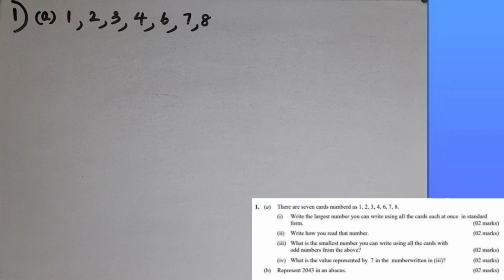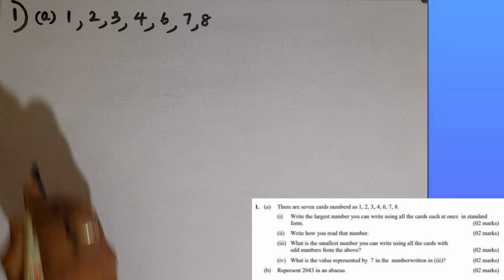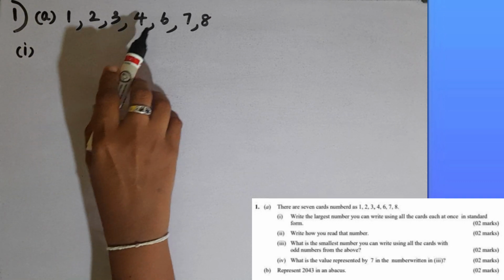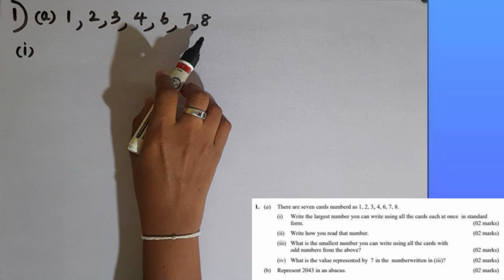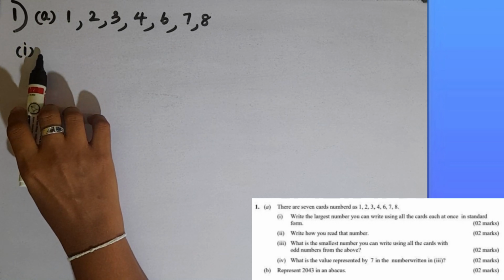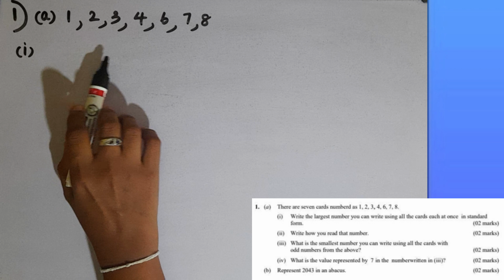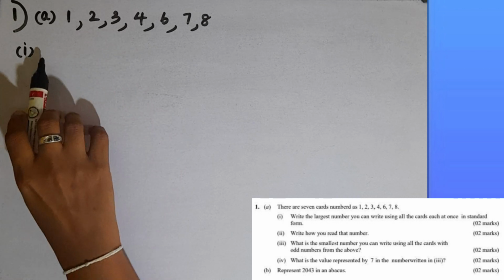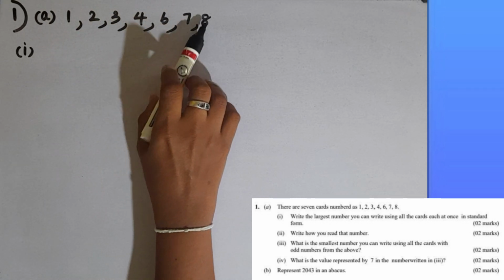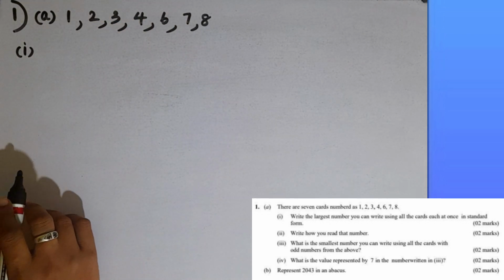Then in part 1, write the largest number you can write using all the cards each at once in standard form. We are asking the largest number that we can write. Here there are 7 digits, so we can use the number zones: million zone, thousand zone and unit zone. In the million zone there should be 1 digit. That digit should be 8 because we want the largest number.